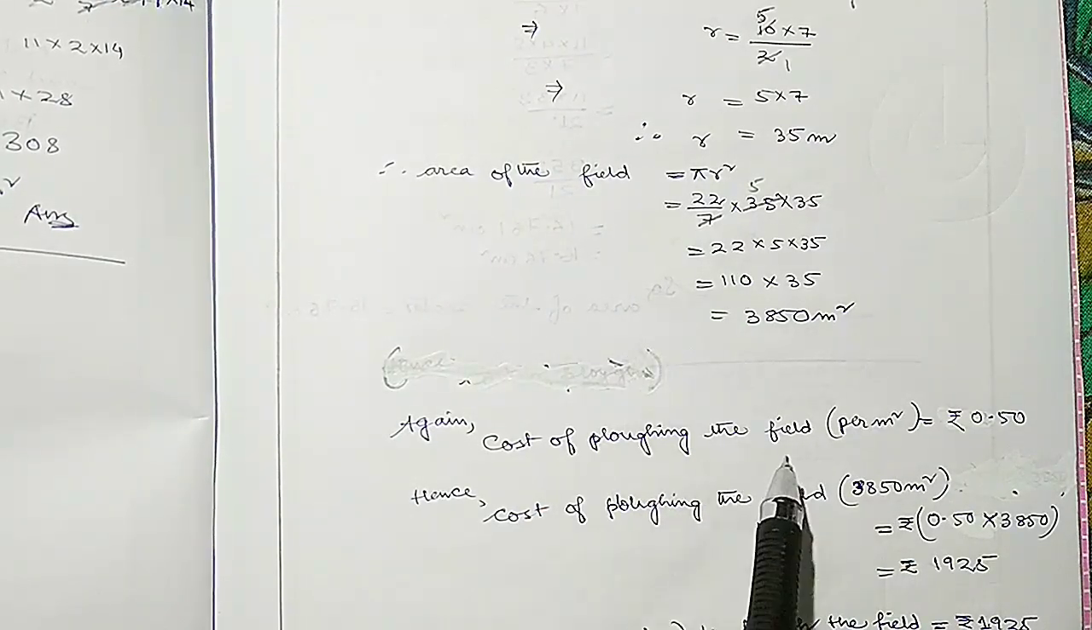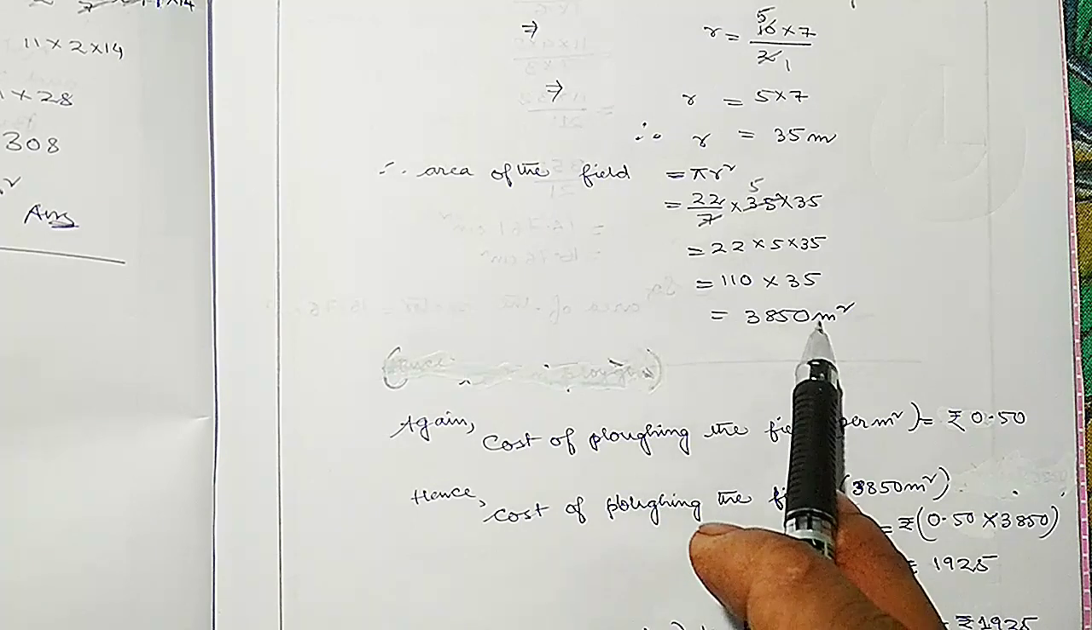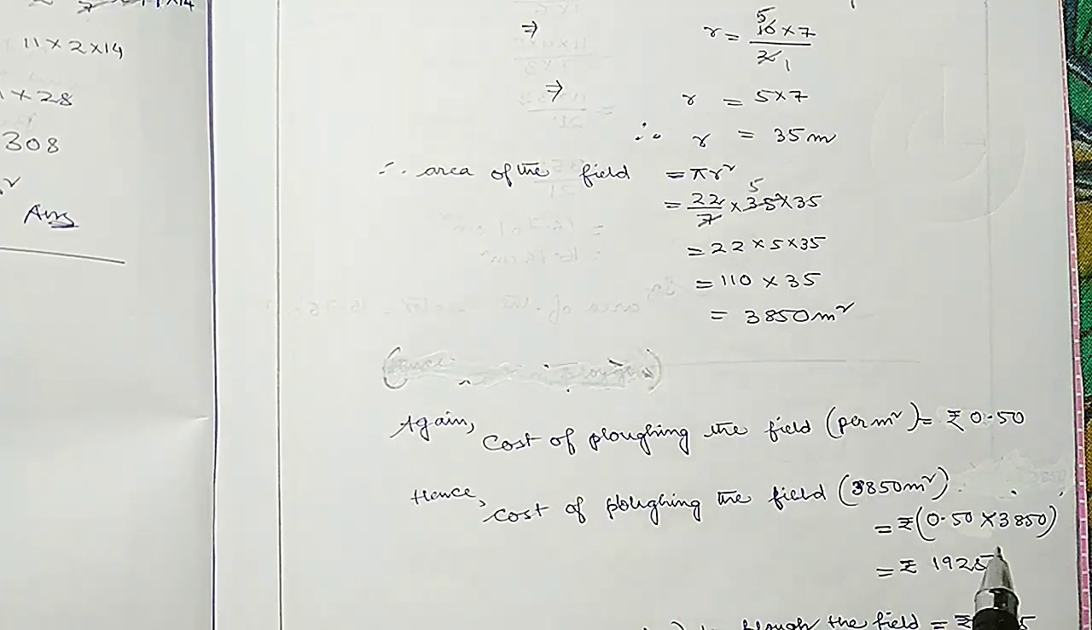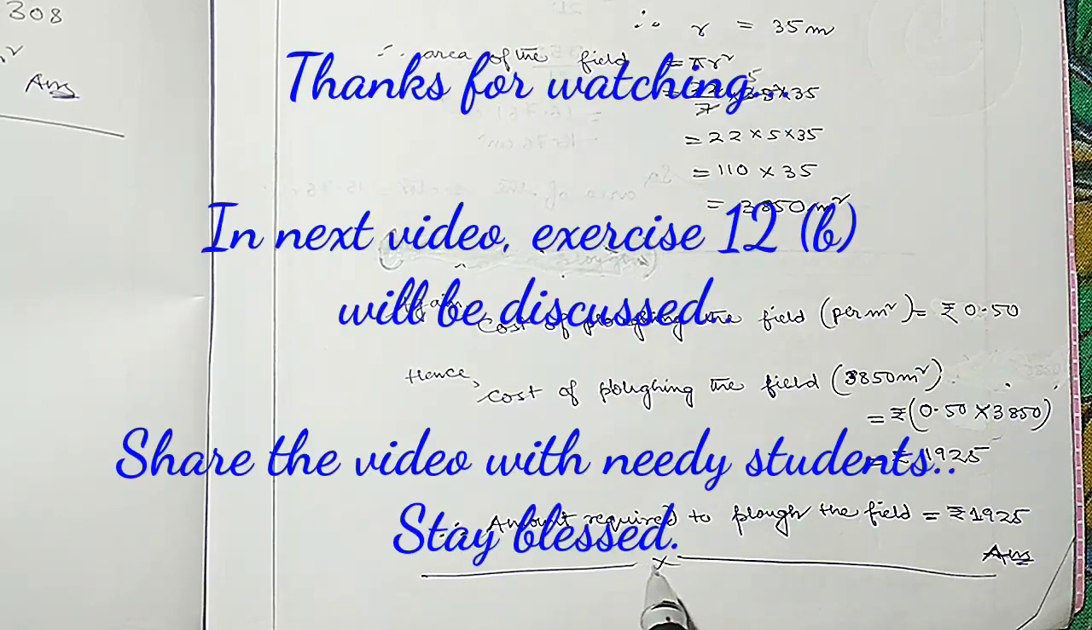Now, the cost of plowing the field per meter square is rupees 0.50. Therefore, the cost of plowing 3850 meter square will be 3850 into 0.50, which will give rupees 1925. Therefore, the amount required to plow the field is rupees 1925, and that's the answer. I hope this sum is clear.